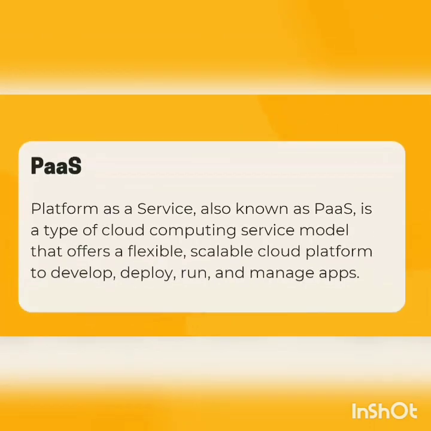Platform.sh provides a PaaS service, that is platform as a service. So let's know more about this. Platform as a service, also known as PaaS, is a type of cloud computing service model that offers a flexible, scalable cloud platform to develop, deploy, run, and manage apps. PaaS provides everything developers need for application development without the headaches of updating the operating system and development tools or maintaining hardware. Instead, the entire PaaS environment or platform is delivered by a third-party service provider via the cloud.